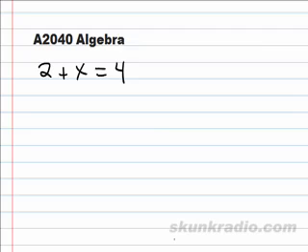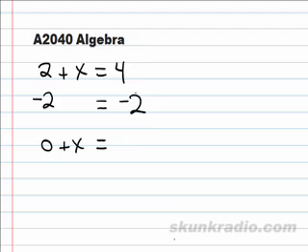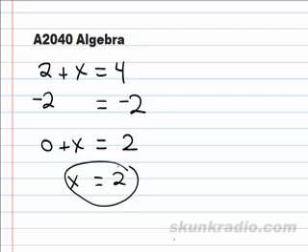So to get x by itself in this case, I've got to get rid of this 2 on the left side. I've got to move that 2 over to the right side of the equation. So to get rid of it on the left, I'm just going to subtract 2 from the left side. But whatever I do to one side of the equation, I have to do to the other side. So 2 minus 2 is 0. That becomes 0 plus x. And then over on the right, 4 minus 2 is 2. And 0 plus x is just x. So x equals 2 is the solution in this case.